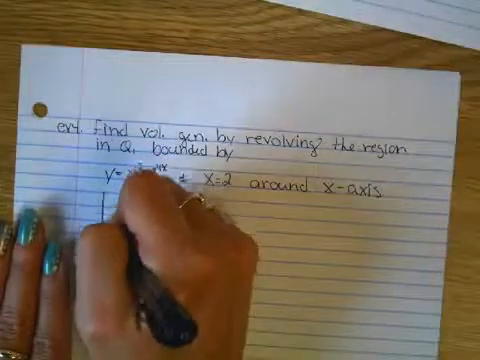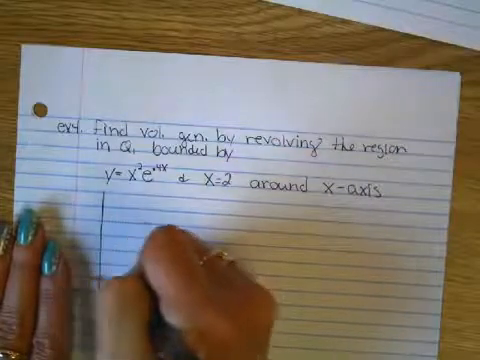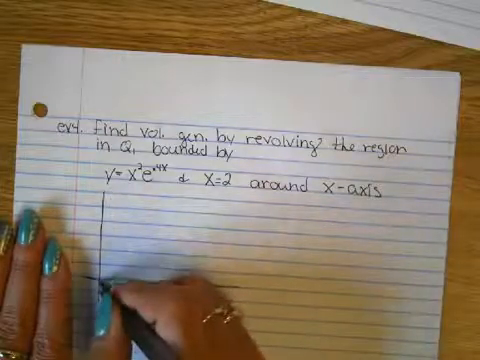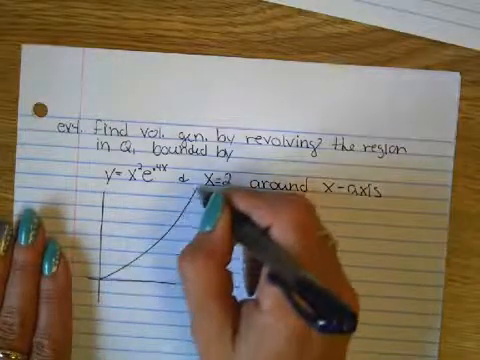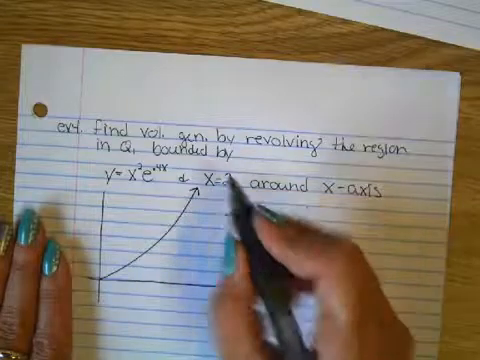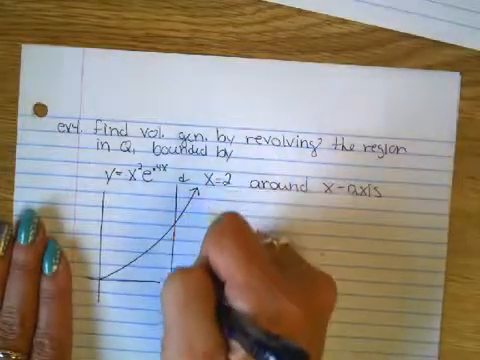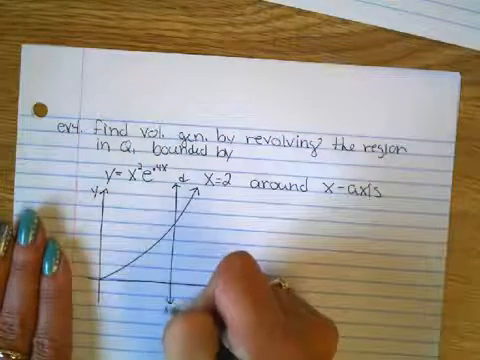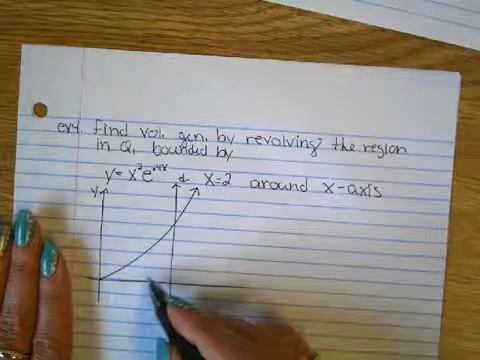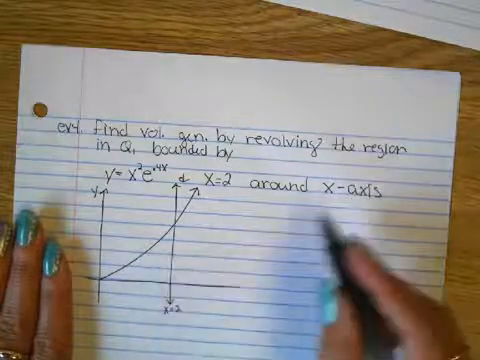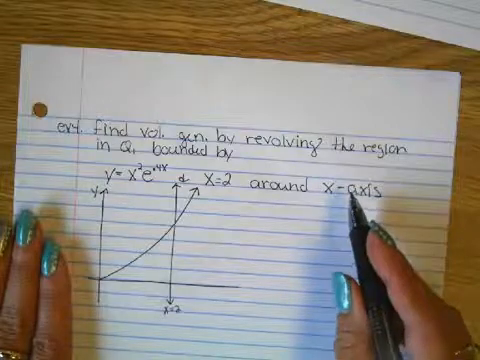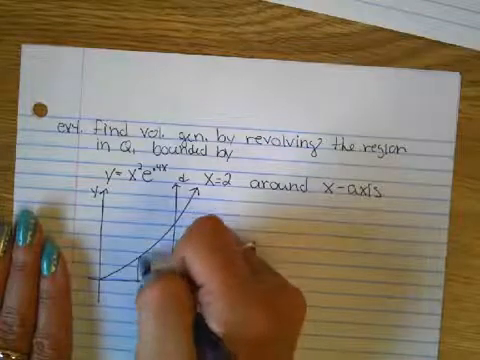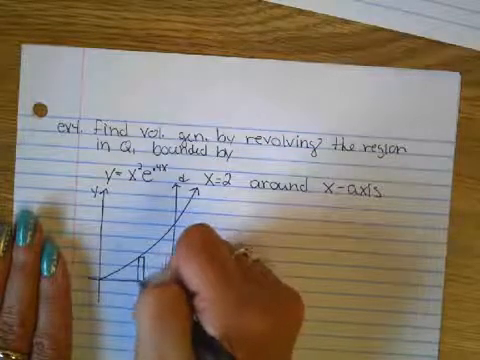Okay, so if you graph this, this is parabola-like in the first quadrant. X equals 2 is a vertical line. So we're in quadrant 1, we're taking this region here and going around the y-axis. We have options to go vertical or horizontal. I'm going to stick with vertical. That way I don't have to switch my equations around.